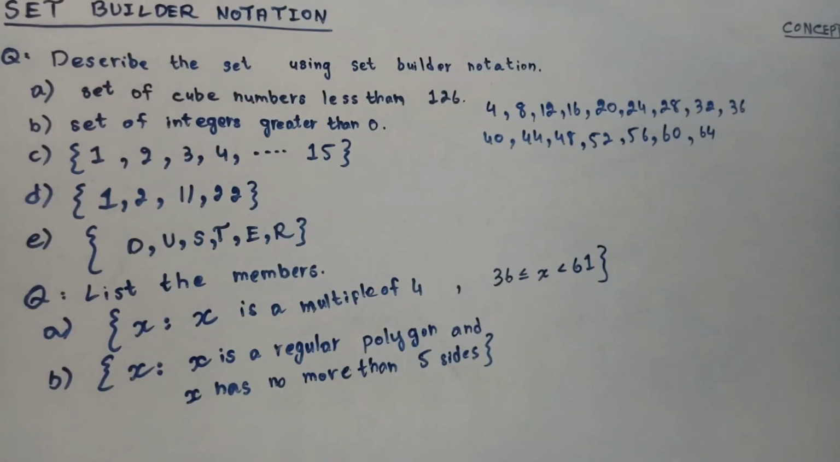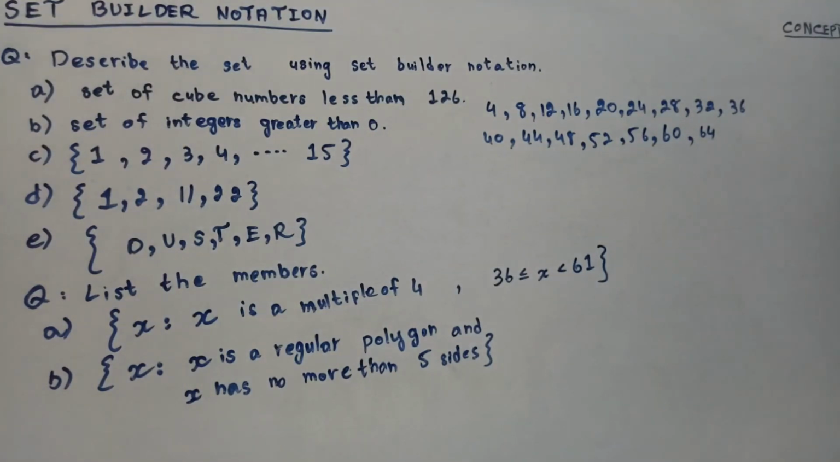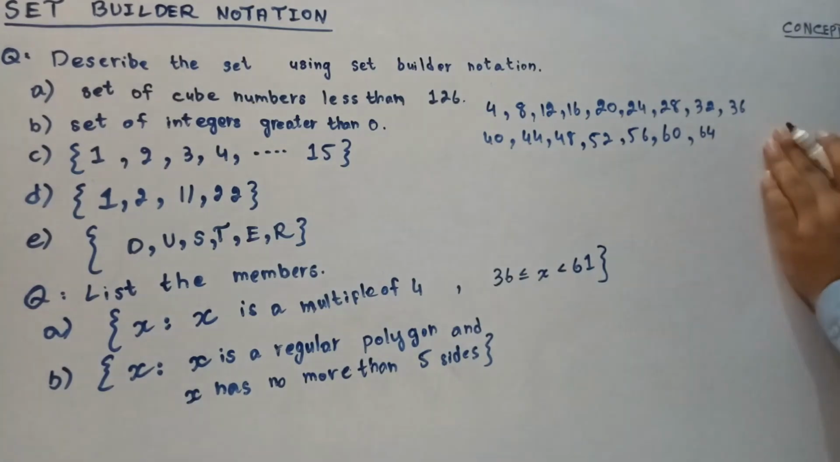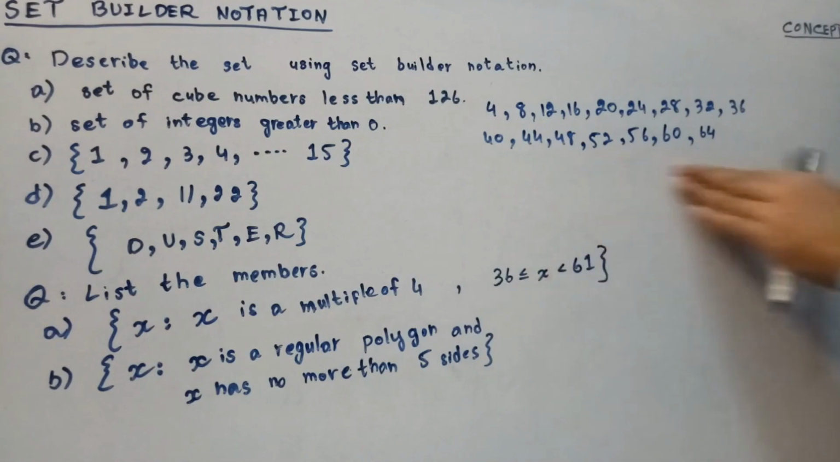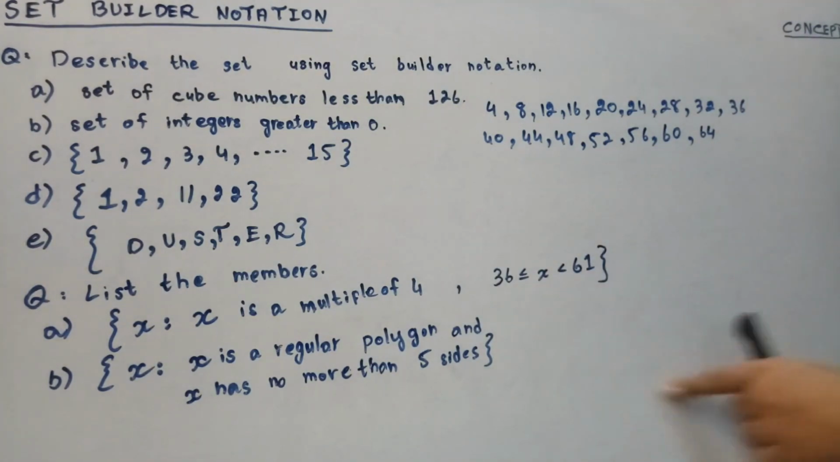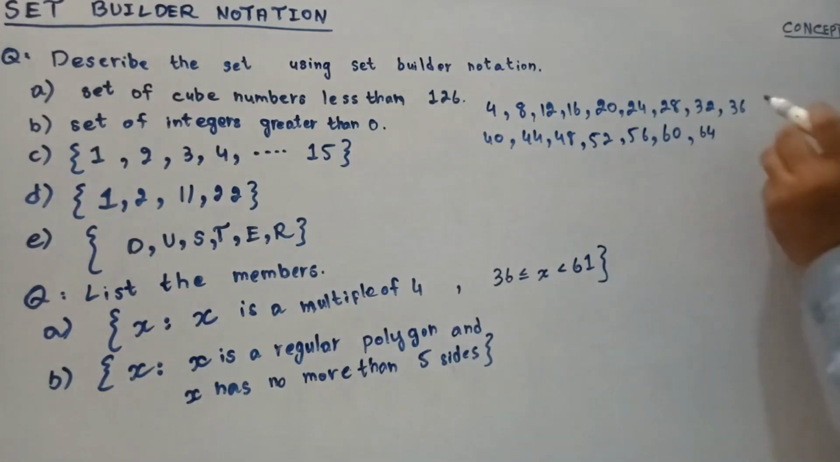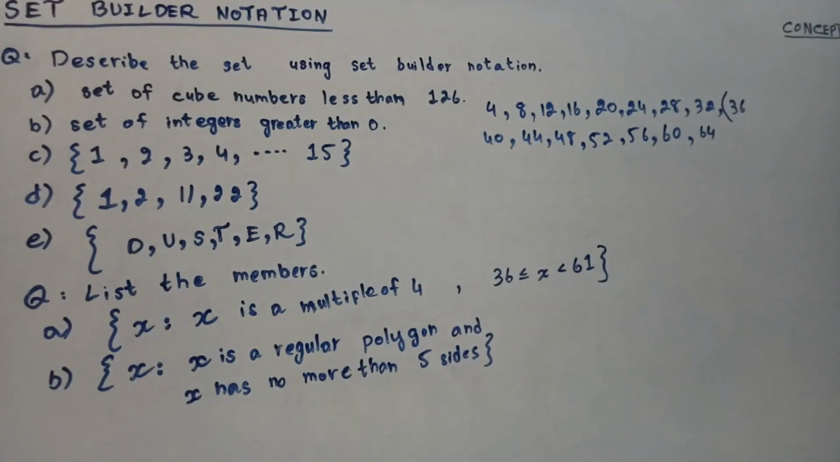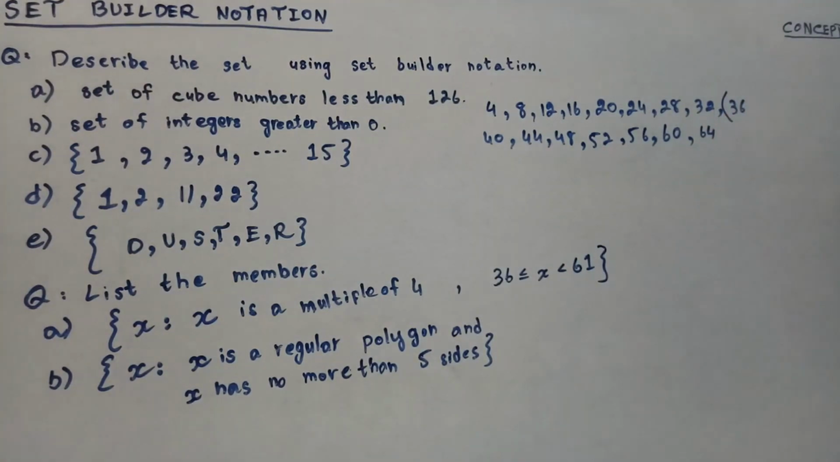Here, one more condition is given to us: the element should be equal to or greater than 36. So the element should be greater than 36, and also equal to 36. It means that 36 is included in this set, because it is said that elements should be greater than 36 or equal to 36.